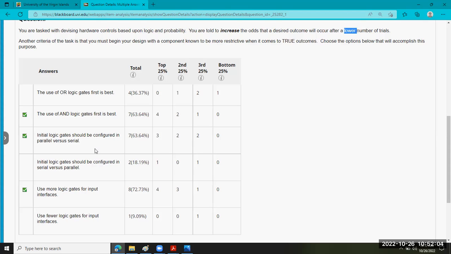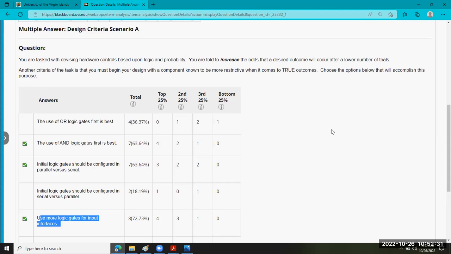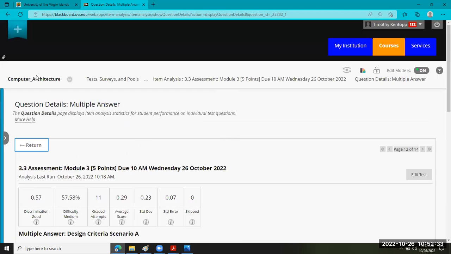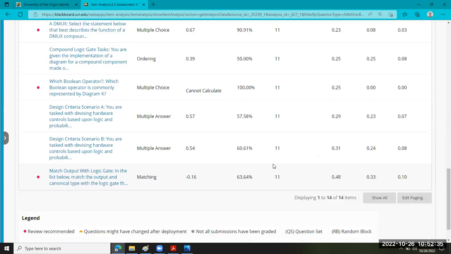So you have logic gates configured parallel versus serial. We've been over that. We're using AND logic gates first, and we're using more logic gates for input interfaces. So we're consuming more logic gates to provide inputs. That means we have more 2-input logic gates, not multiple-input, fewer logic gates like the right side. Does everybody understand that? Okay. Last question.